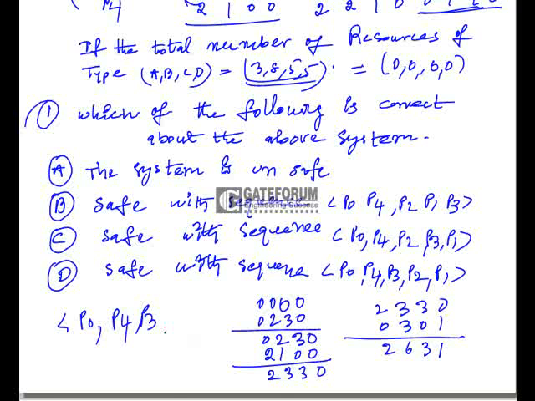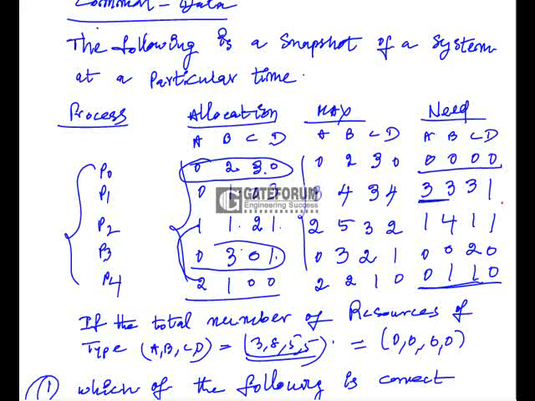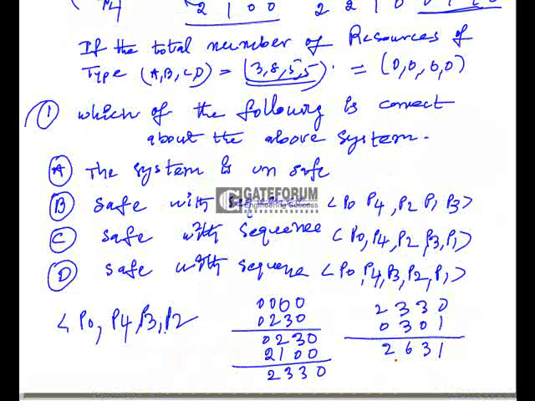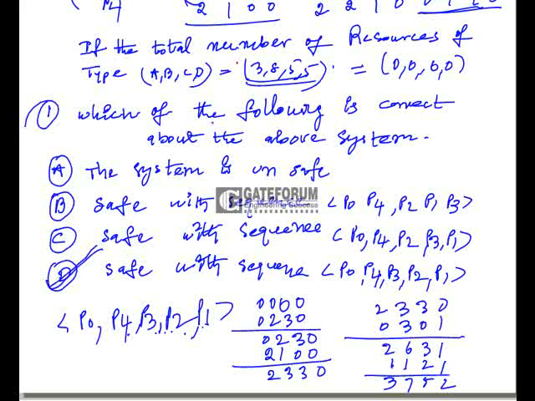Still, what can we execute after P4 and P3? P1 and P2 are remaining. P1 we can't execute yet. Shall we execute P2? Because only 1 is required, which is less, we can execute P2. After P2 is executed, 1 1 2 1 will be released. Then 3 7 5 2, which is sufficient for P1. So the last process executed is P1. So the sequence is P0, P4, P3, P2, P1. Option D is the right option here.